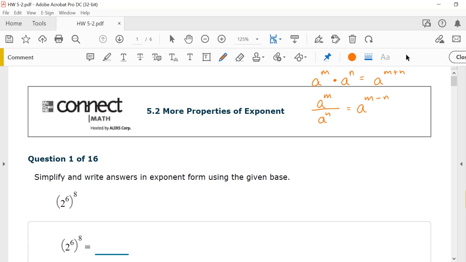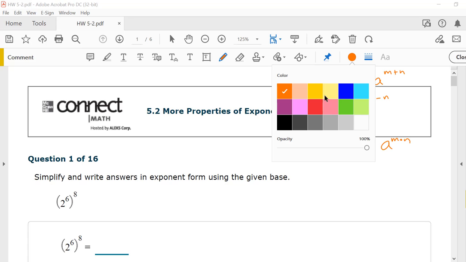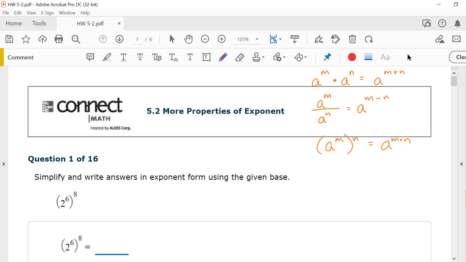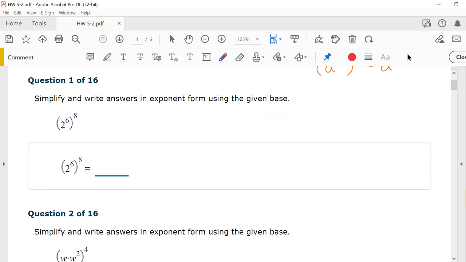And now we're going to learn if you have a to the m to the n, you multiply the exponents. That's a to the m times n. All right, so let's start with number 1. Simplify and write answers in exponent form using the given base. So 2 to the 6 to the 8th is going to be 2 to the 6 times 8, which is going to be 2 to the 48.